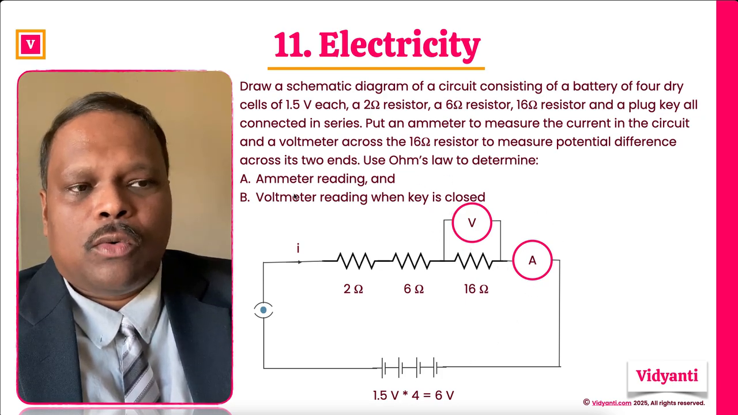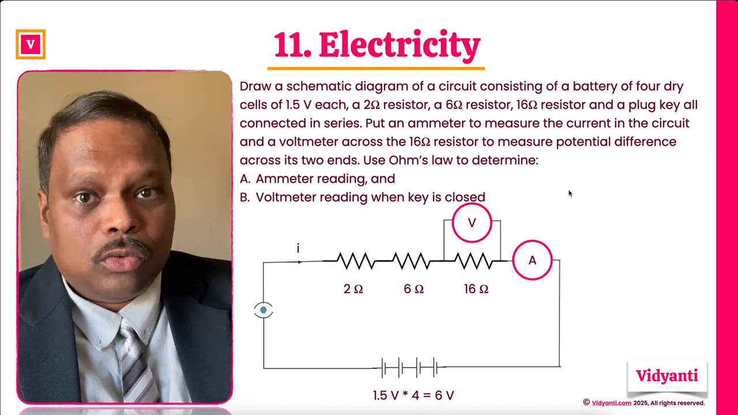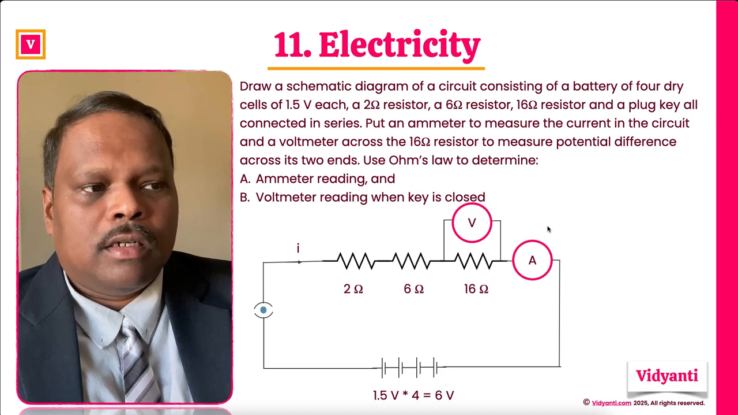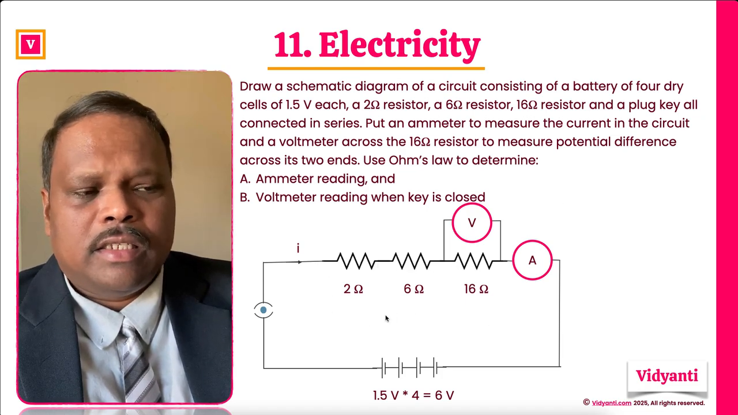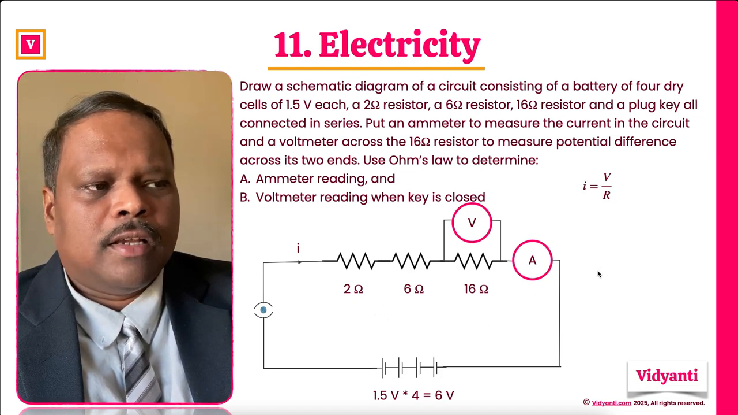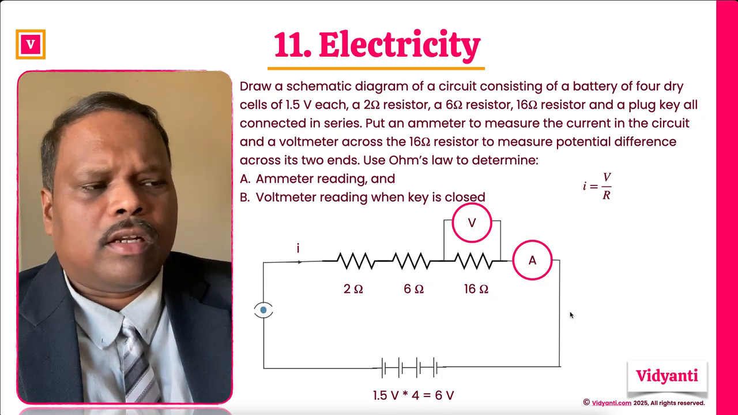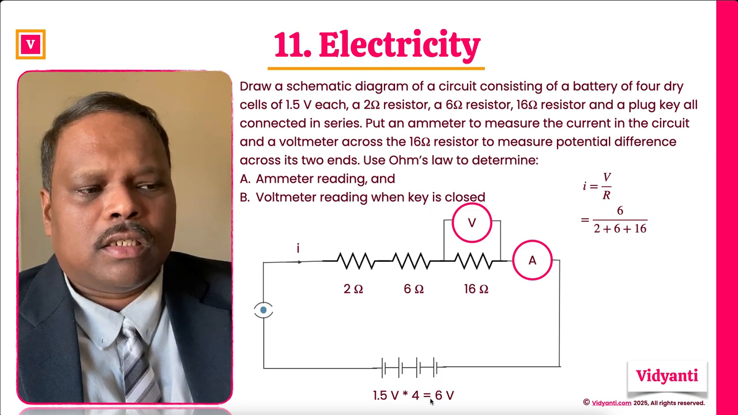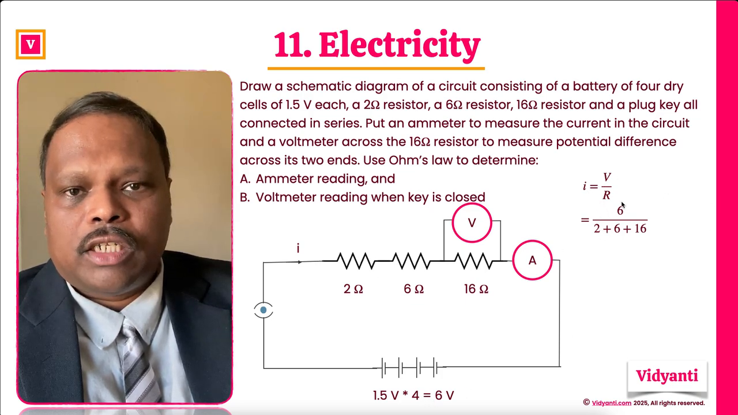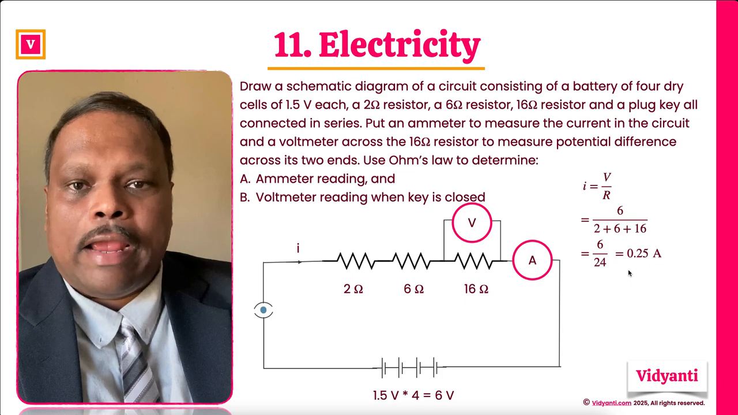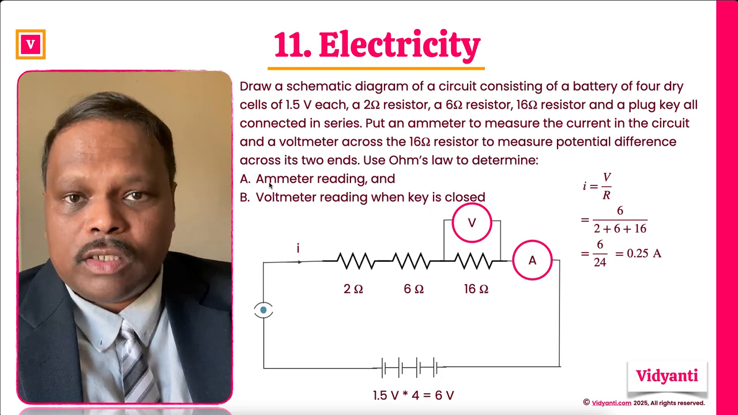Let's go to the actual question, ammeter reading. Ammeter measures current. Since these 3 are in series, the total resistance will be 2 plus 6 plus 16, that will come out to be 24, and the voltage is 6 volt. So current is voltage divided by resistance, 6 volt divided by 24 ohm. So that will be 0.25 ampere. So that will be the answer for the first sub question.